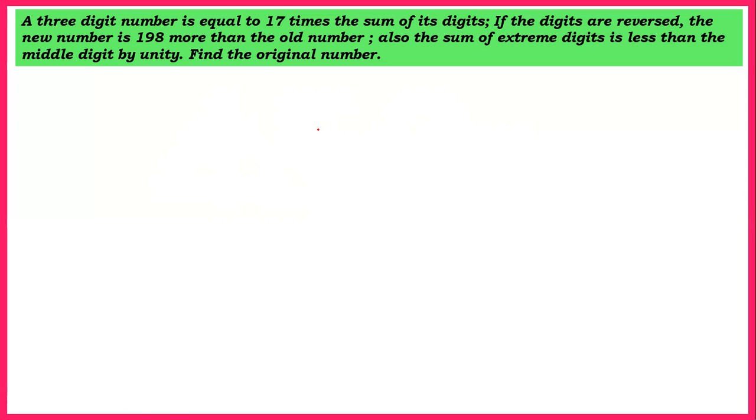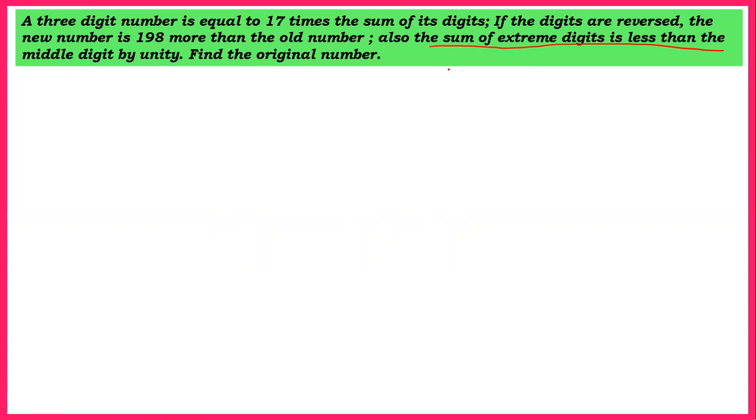It will form an equation. If the digits are reversed, yes, we know that in a 2-digit number we have seen, the number is 198 more than the old number. So once again, no information is given about the digits. Also, the sum of the extreme digits is less than the digit in the middle term by unity. Now this is the most important statement.